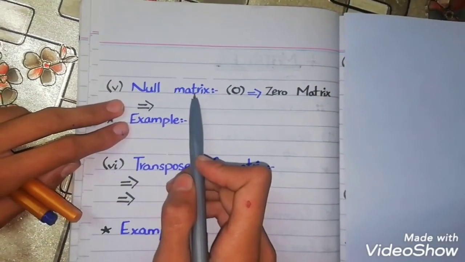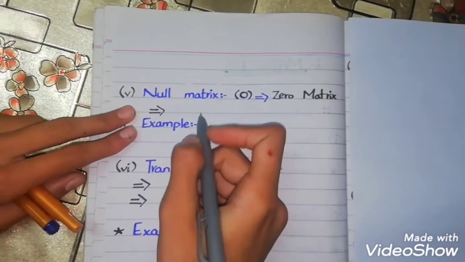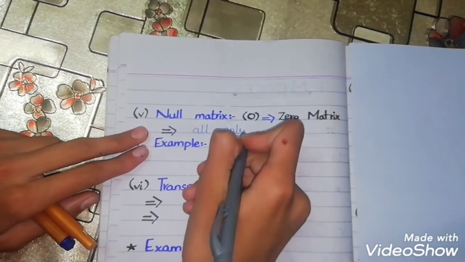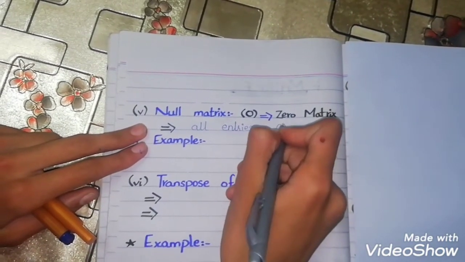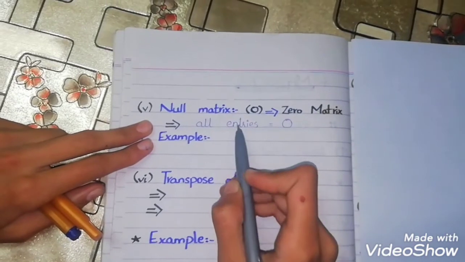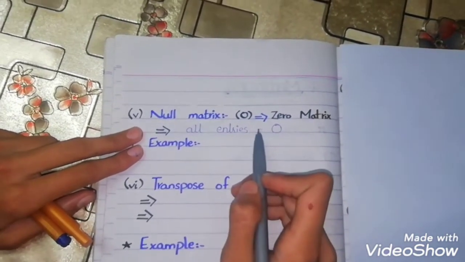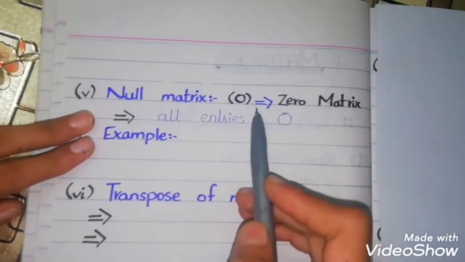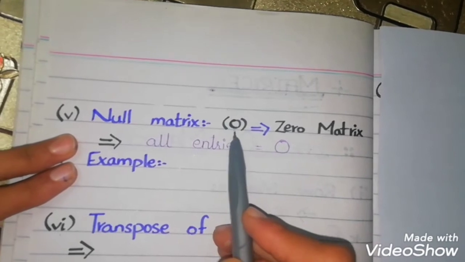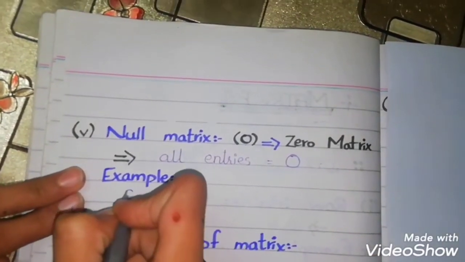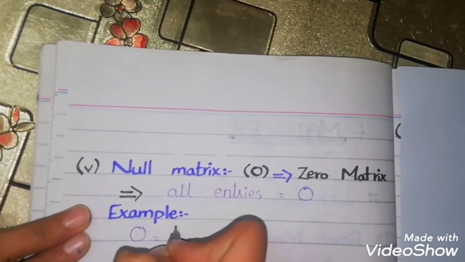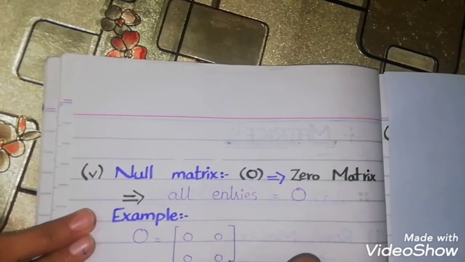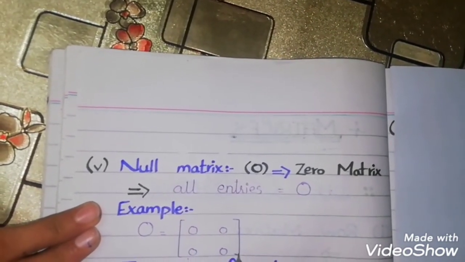Null matrix. Null matrix is defined as the matrix with all entries equal to 0. This is the matrix in which all the entries are 0. That is why it is also called zero matrix. It is represented by O. For example, O is equal to [0, 0; 0, 0]. This is called null matrix.